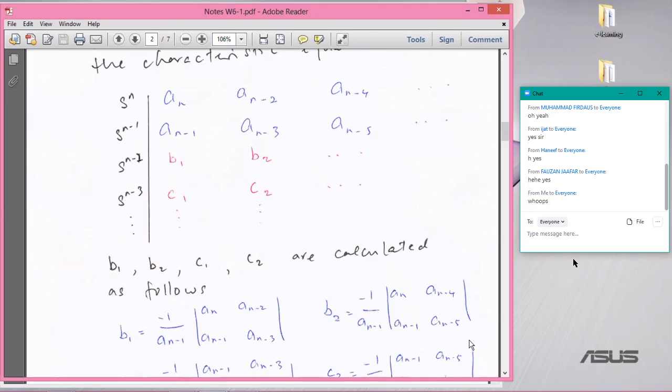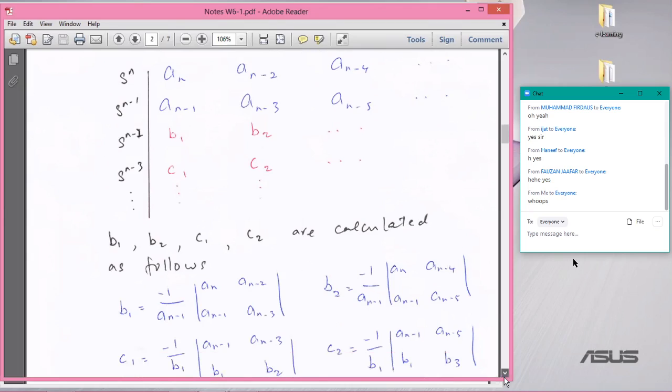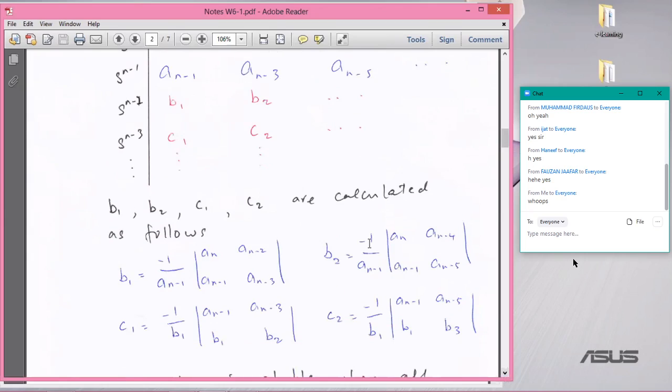And similarly for C1 and C2, to compute C1 and C2, you look two rows above. The multiplier is always the same. It's -1 over B1, the first element one row above you. The multiplier for C1 and C2 is the same: -1 divided by B1.